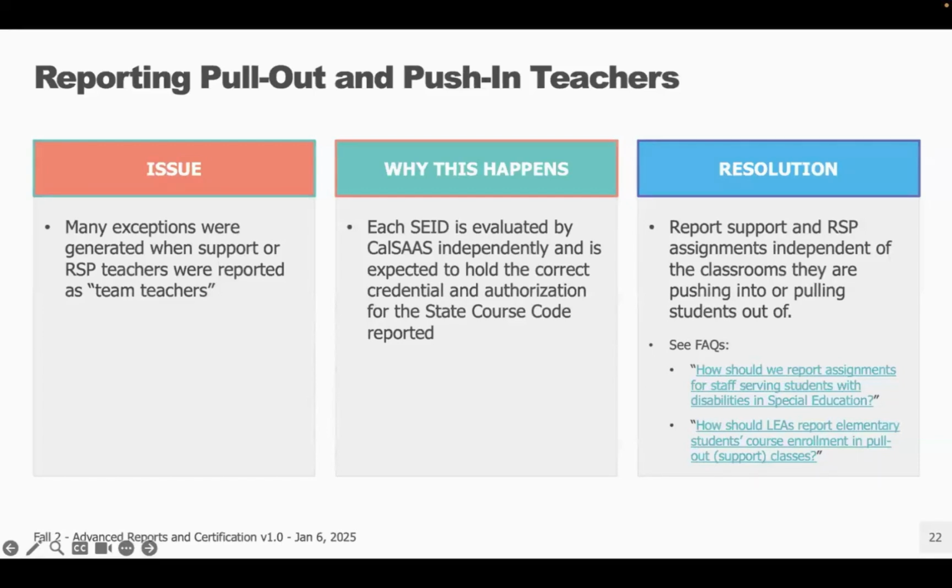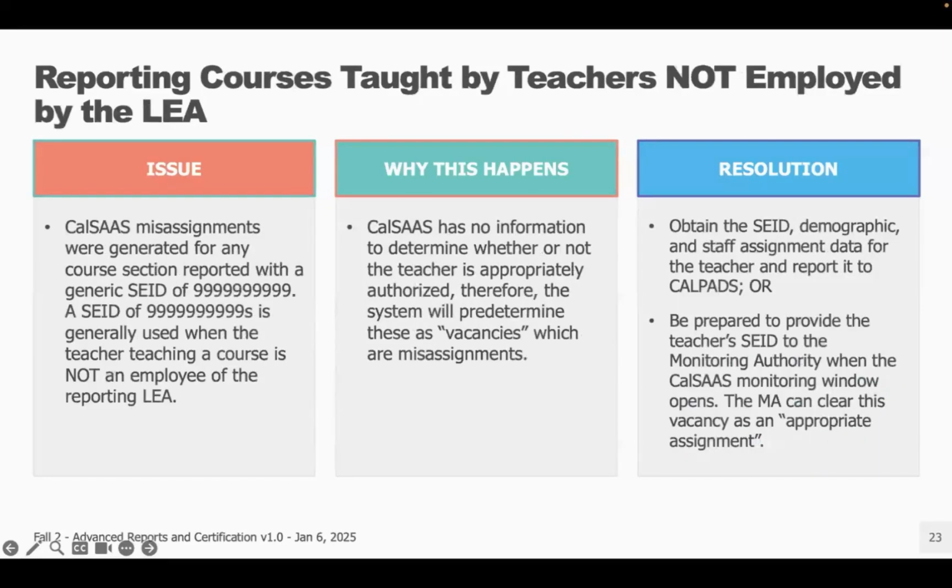So you may, but you're not required to, submit student course section records for students that are receiving the support instruction from these teachers, as long as the job classification code for the teacher is 27, which is pull-out, push-in, itinerant, in which case student course section records are not required for them. There are a couple of important FAQs listed on the right side of this slide. If you have questions, please refer to those FAQs for more detailed information.